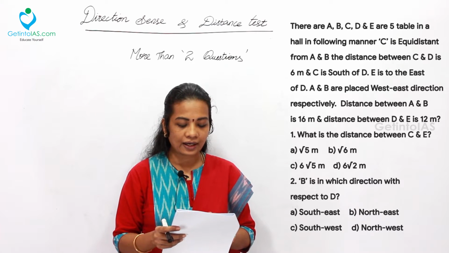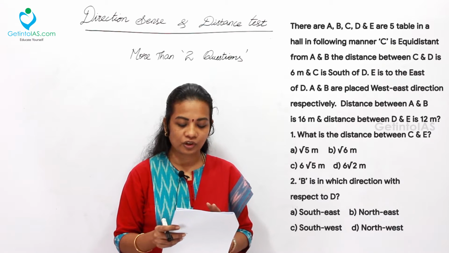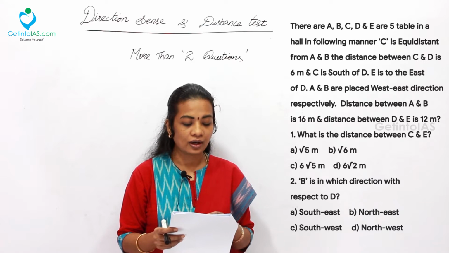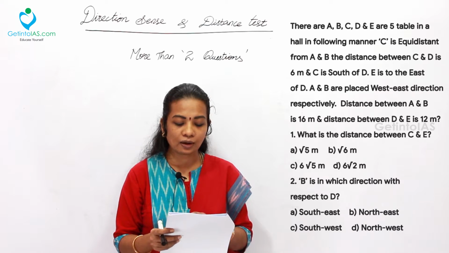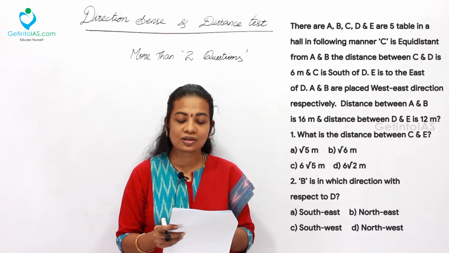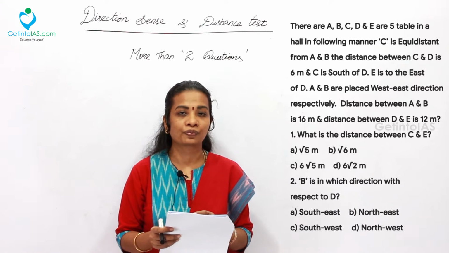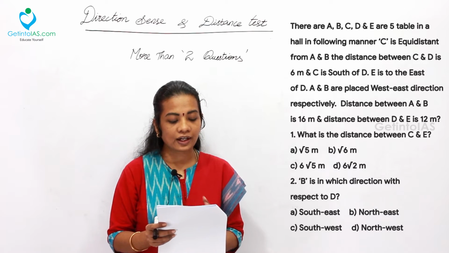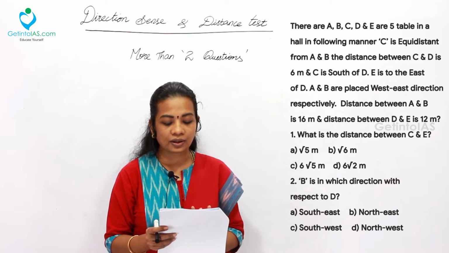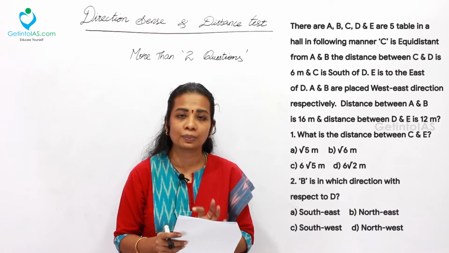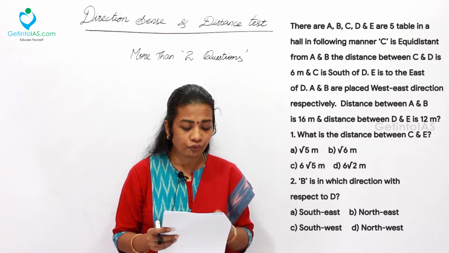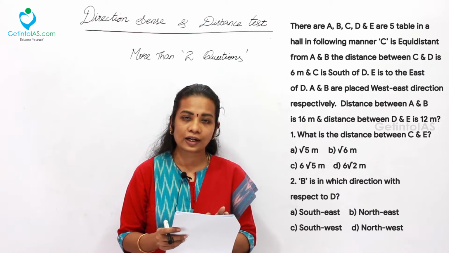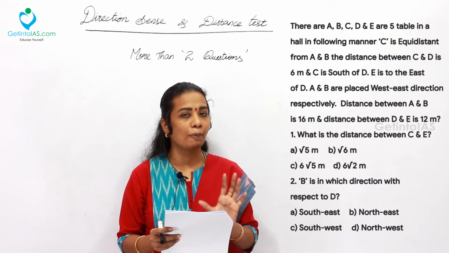And the distance between C and D is 6 meter, and C is south of D. The direction is given here. E is to the east of D. A and B are placed west-east respectively, which means look at the direction map and mark their places accordingly. Distance between A and B is 16 meter and distance between D and E is 12 meter. This is the main question, and following that there are 2 sub-questions. So first, let's make a diagram for the main question and try to answer the sub-questions too.